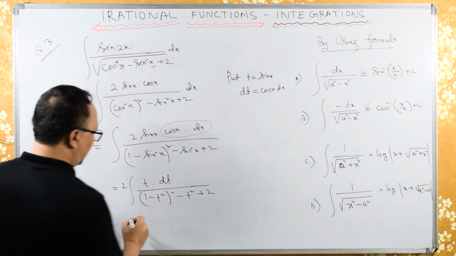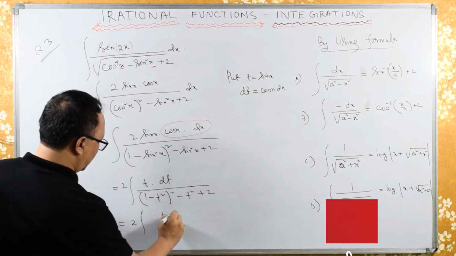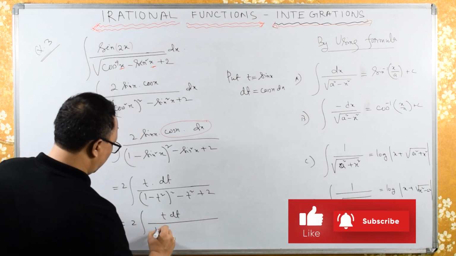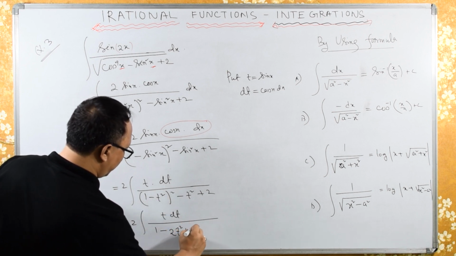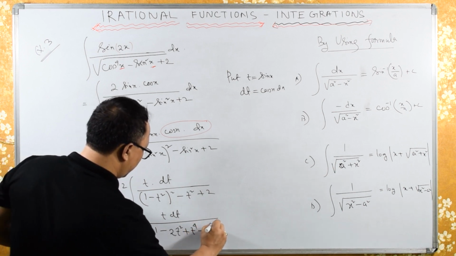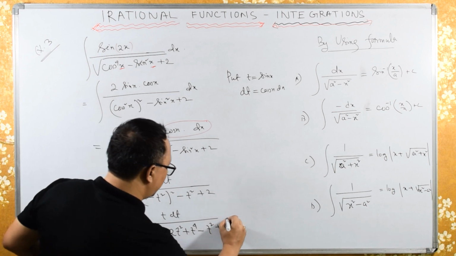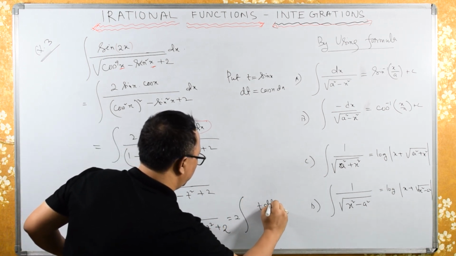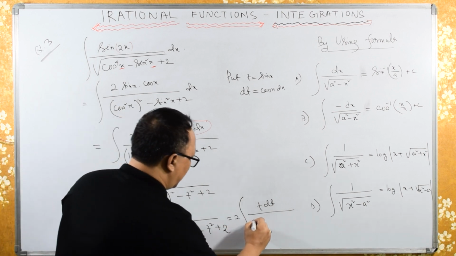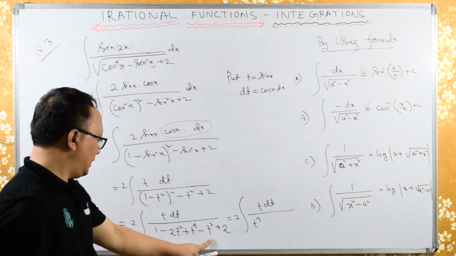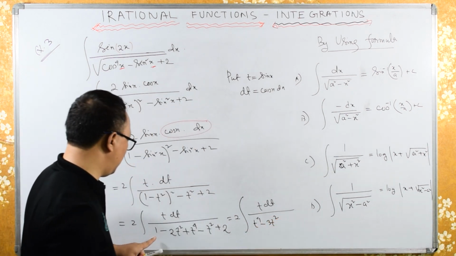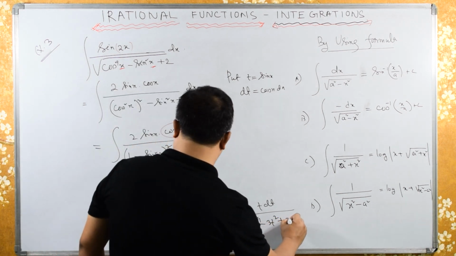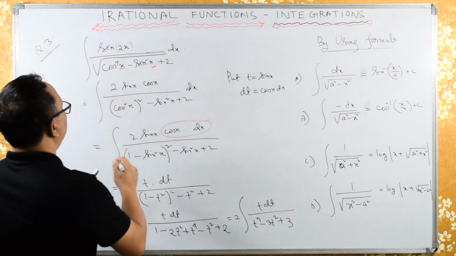Now again you expand the integral of t dt upon 1. If a minus b the whole square is a square minus twice ab plus b square, that means t raised to 4 minus t square plus 2. This is the same as 2 t dt upon t raised to 4 minus t square minus 2t square, that is minus 3 t square, and 1 plus 2 is plus 3.